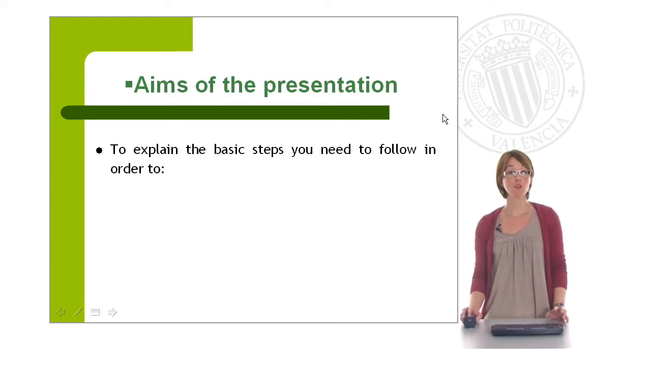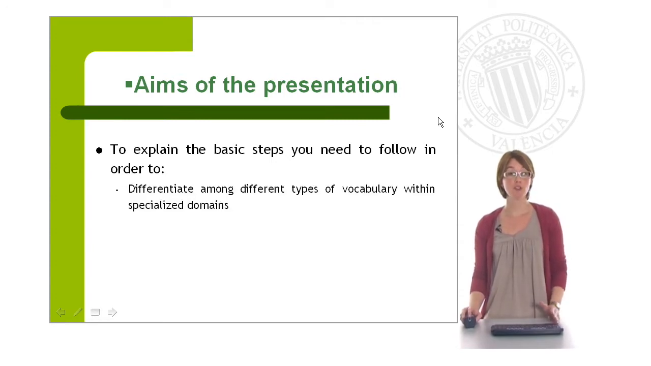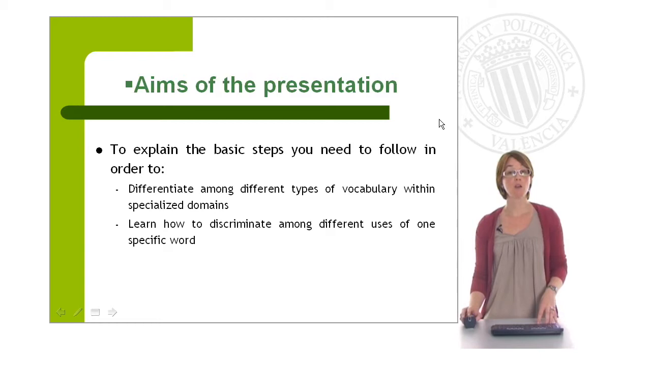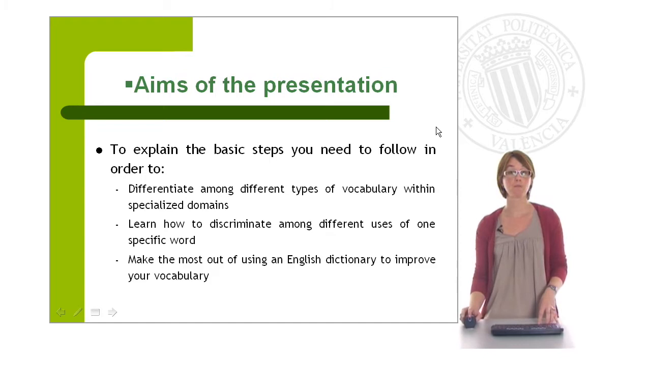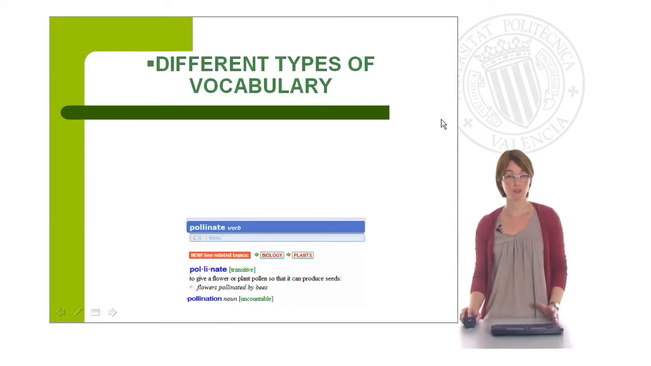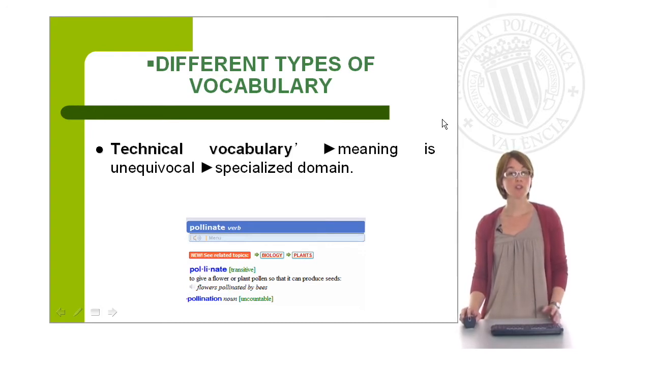First, I'm going to explain the basic steps you need to follow when you are looking up the meaning of words, especially in order to differentiate among different types of vocabulary within specialized domains, to learn how to discriminate among different uses of one specific word, and finally, in a word, to make the most out of using an English dictionary to improve your vocabulary. Right, so first of all, we are going to start with different types of vocabulary.